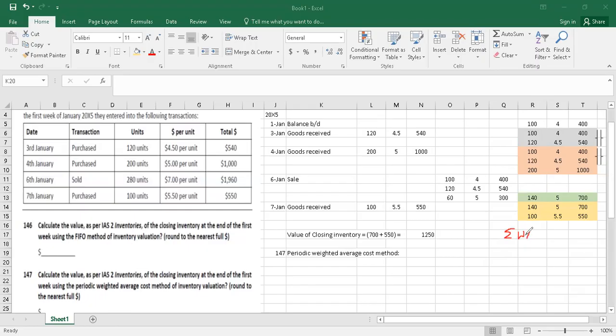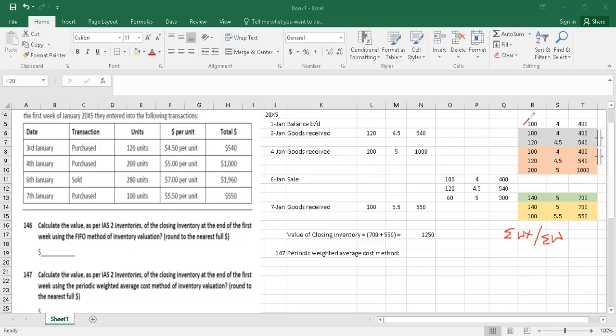W is the quantity, X is the price, and okay. So take this one to calculate what is the average price. Altogether, there are 4 lots during this week. There are 4 lots of material.